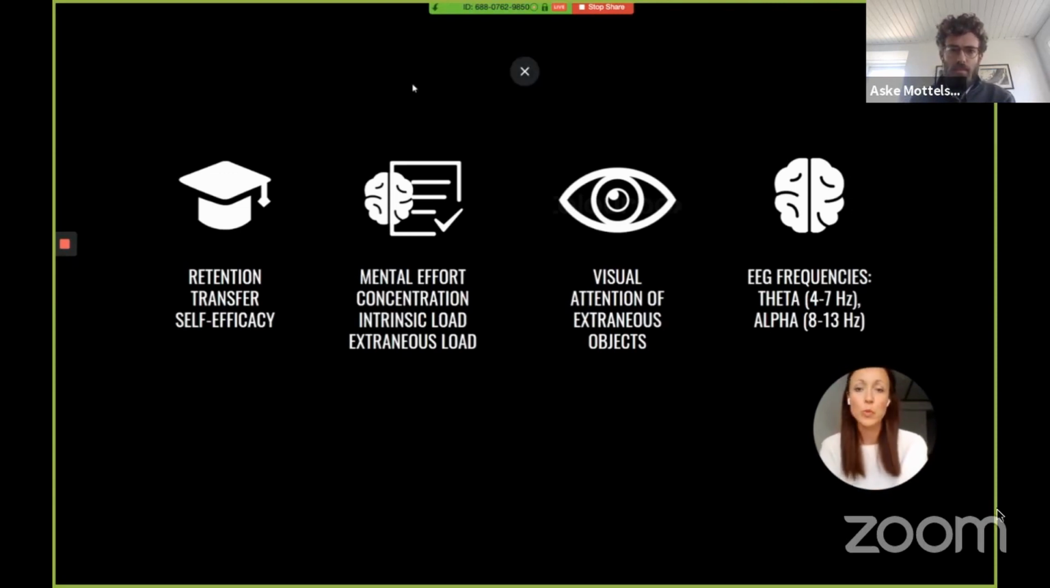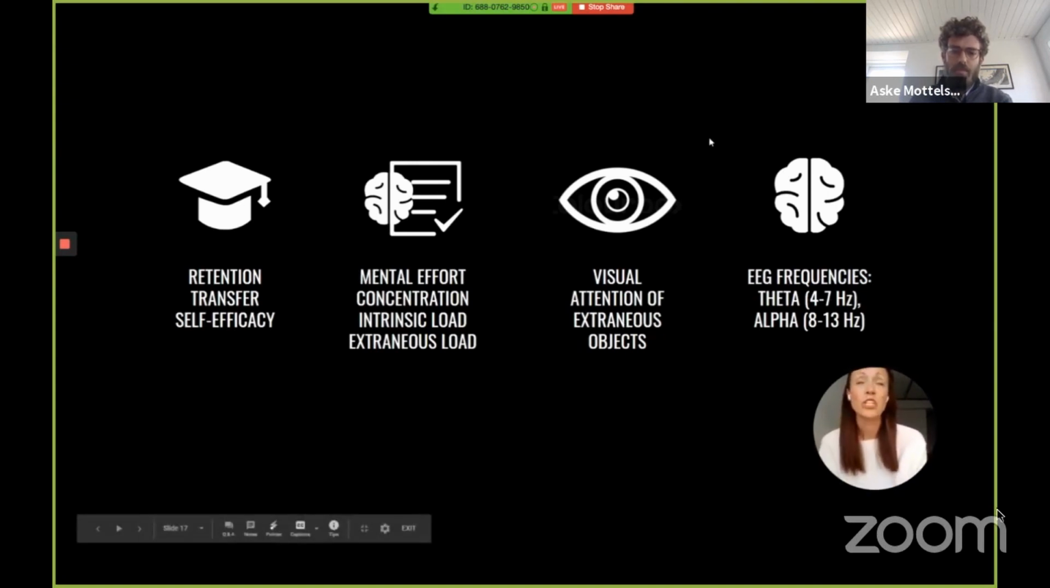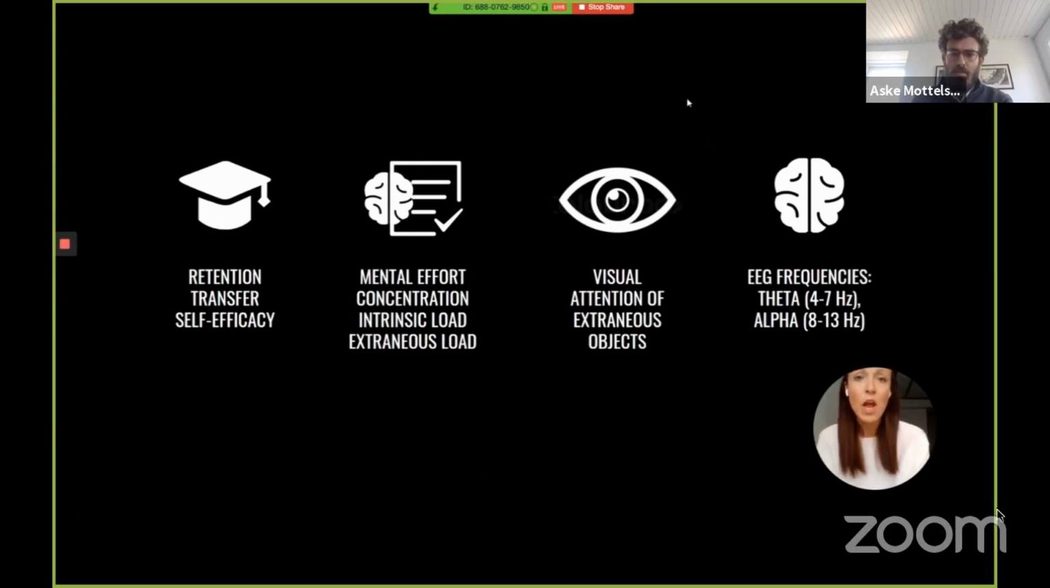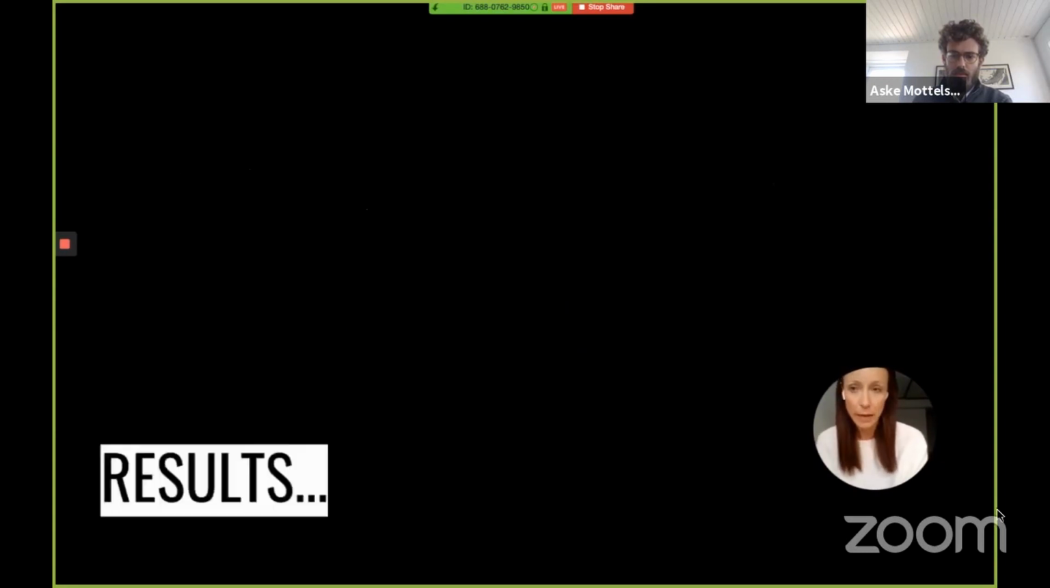The second set of measures were cognitive load measures. Here we evaluated mental effort, concentration, intrinsic load, meaning how difficult they perceived the content to be, and extraneous load, meaning how difficult they perceived the format the content was represented in to be. These were all Likert scales. Then we had a visual attention measure that evaluated how much extraneous attention the participants paid to the objects and the environment surrounding it. And finally, we had our EEG measures, where we focused on the EEG frequency domain, especially the theta and alpha frequency bands.